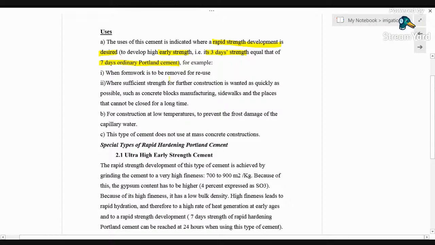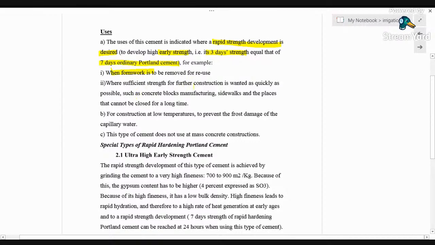So where can you use it? Where the formwork we have to remove very quickly, because we cannot delay the construction for a long period of time. Suppose you are designing any road, so traffic cannot stop for a long period of time. You have to use the road very quickly. So you can use the rapid hardening cement in the case of road design. That is one example.